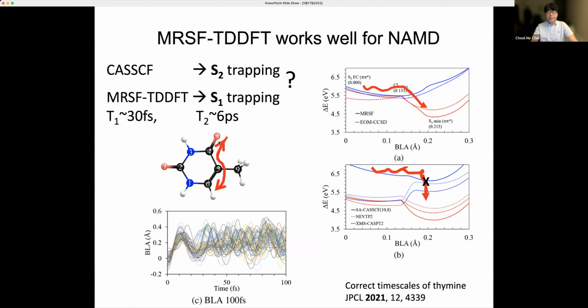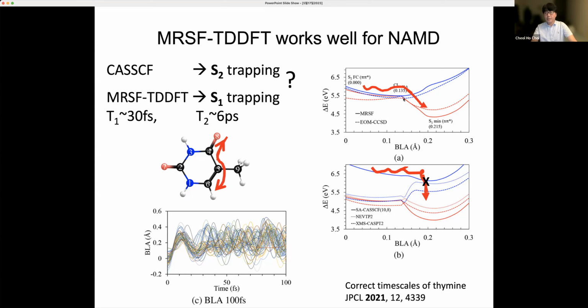This is thymine excited-state dynamic simulations. CASSCF says it's S2 trapping, but our theory says it's S1 trapping. Thymine has the longest excited lifetime among the nucleobases, and people are trying to understand the reason. But there is a lot of controversy like this.